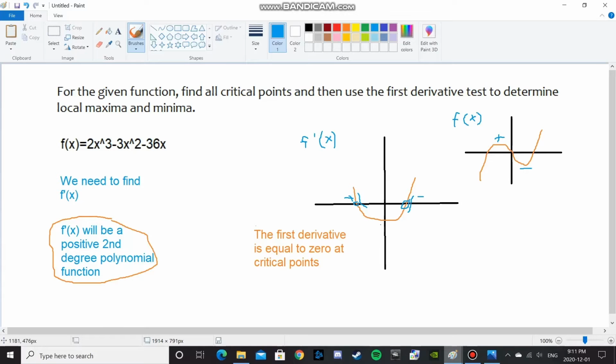Now we can compare the graph of the first derivative to our earlier graph of the original function. We can see that it does have a local maxima and a local minima at about the same x values as we identified in our first derivative function.